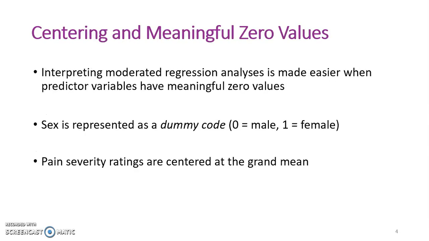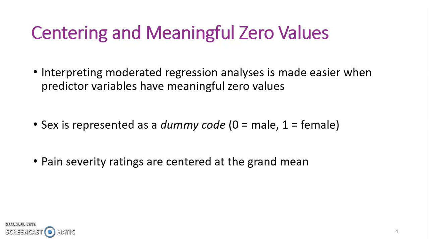It's easier to interpret results from a moderated regression analysis when our predictors have meaningful zero values. Sex technically already has a meaningful zero value. It's represented as a dummy code, which means that we've coded male as 0 and female as 1. Dummy codes are something we'll talk about again later in class. They're often used to code variables that are categorical but have 2 or more categories so that we can compare groups to each other.